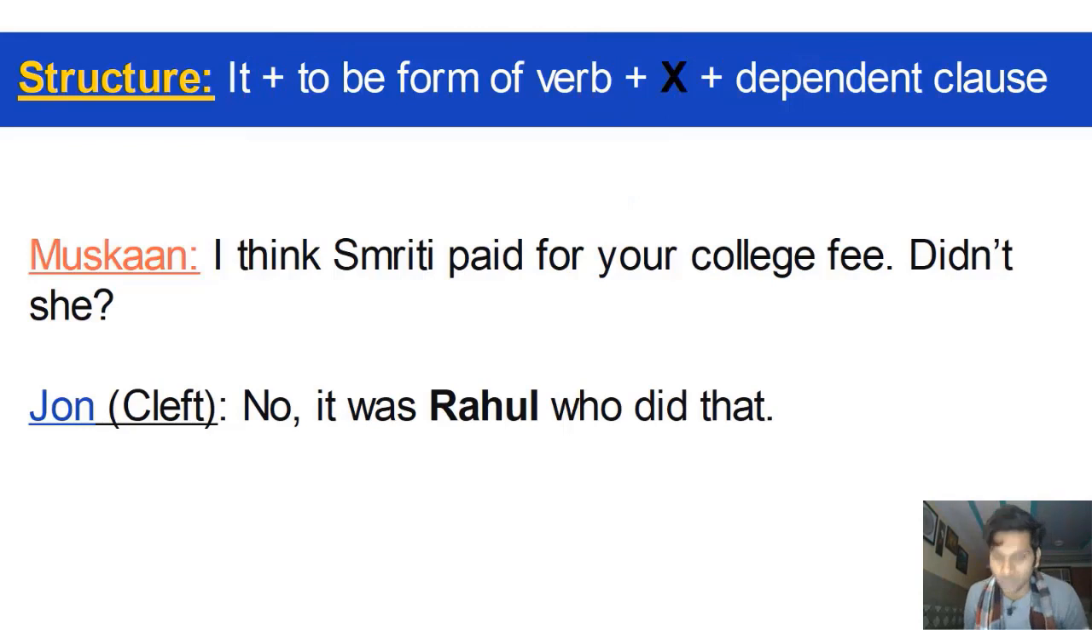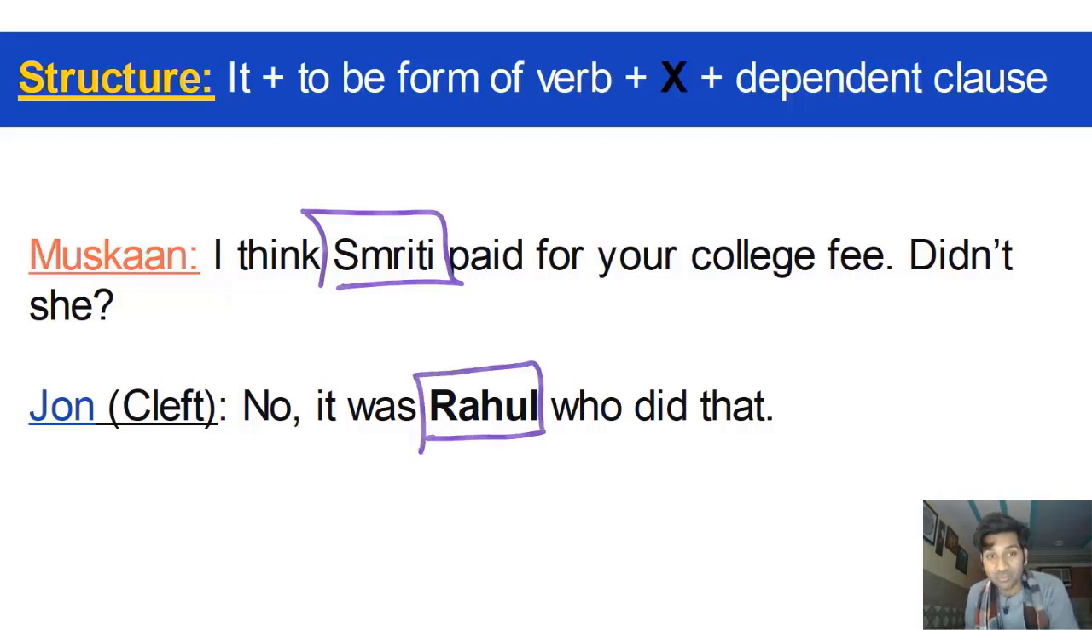All right, example number one, Muskan. Muskan says, I think Smriti paid for your college fee. Didn't she? To which John says, no, it was Rahul who did that. No, this piece of information is incorrect. Which piece? The person who did the action. It's not Smriti. It was Rahul. It was Rahul who did that. So it was Rahul who paid for my college fee. Who did what? Who paid for my college fee?